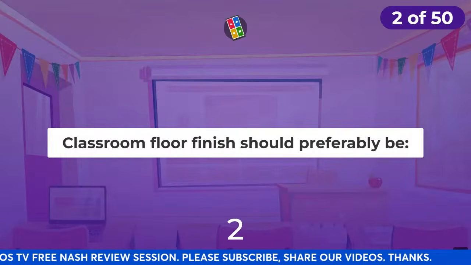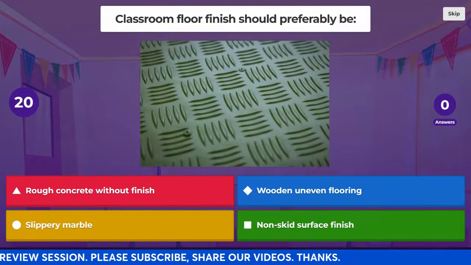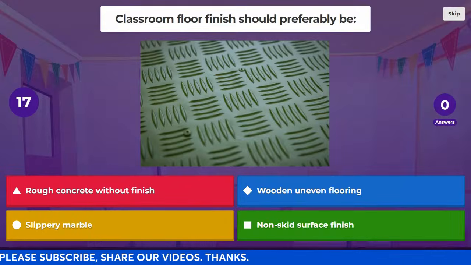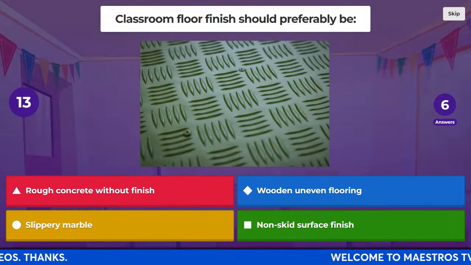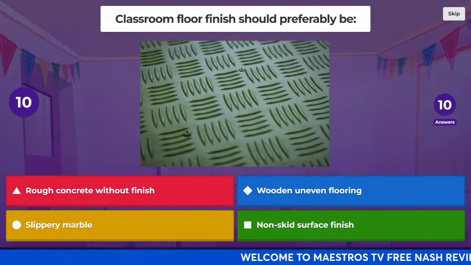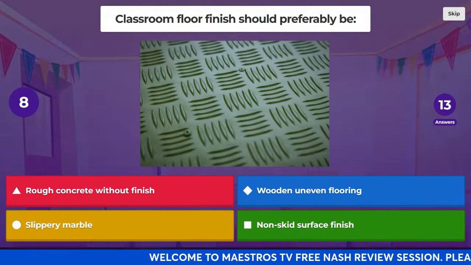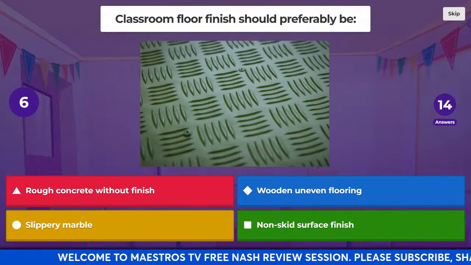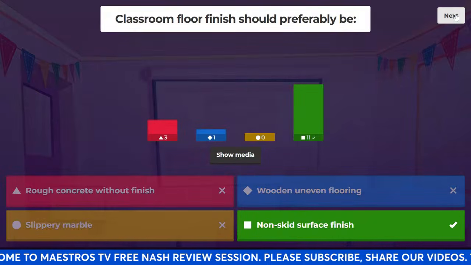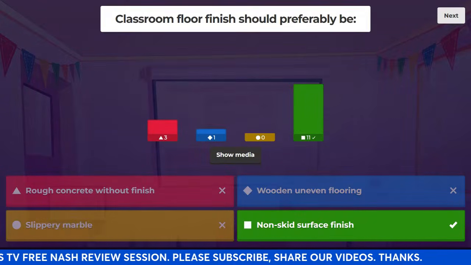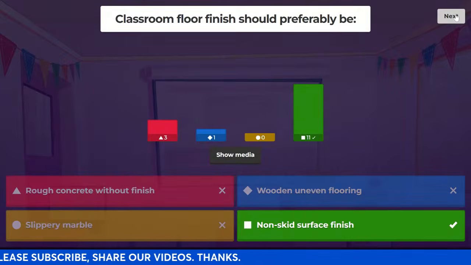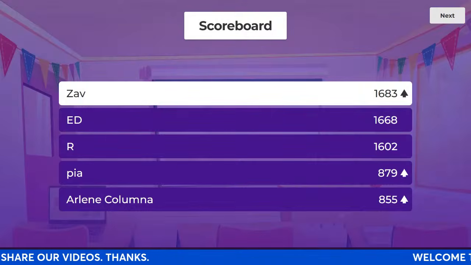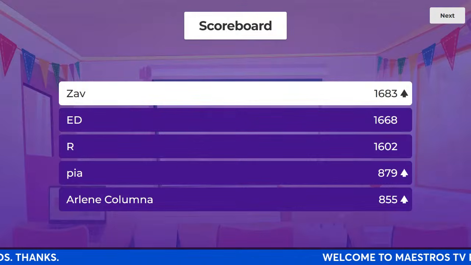Question 2. Classroom floor finish should preferably be green, non-skid surface finished. That's the floor. Zav, Ed, R, Pia, and Ma'am Arlene on the fifth.